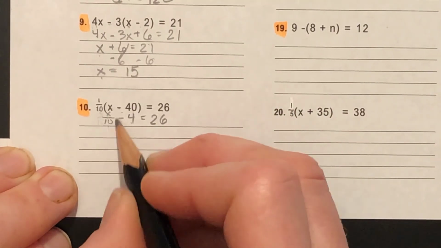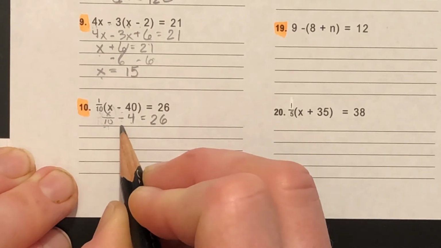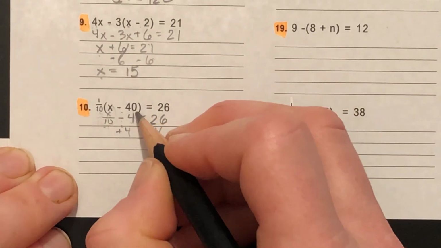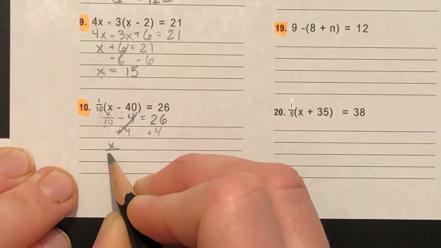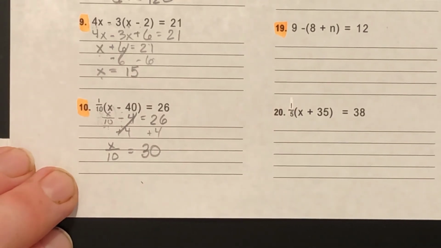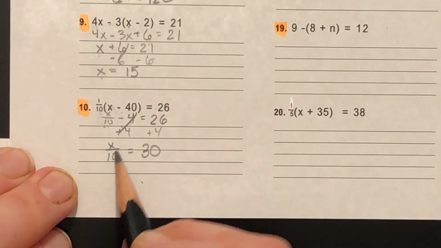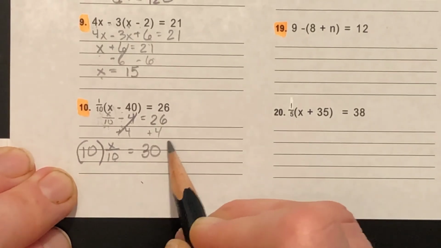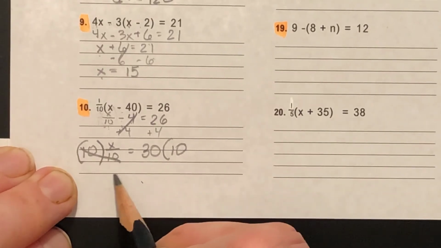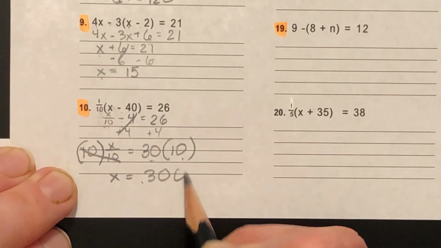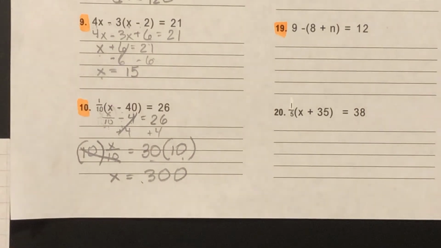My next step is to isolate my variable term. The opposite of minus 4 is plus 4. That was such a hard one. I had to think about it. I have x over 10 equals 30. Now to isolate just the variable, I do the opposite of divide by 10. That is times 10. I have x equals 30 times 10 is 300. So that is the first column.